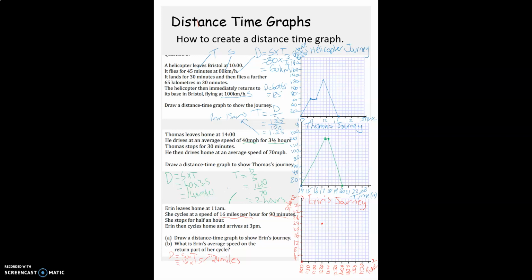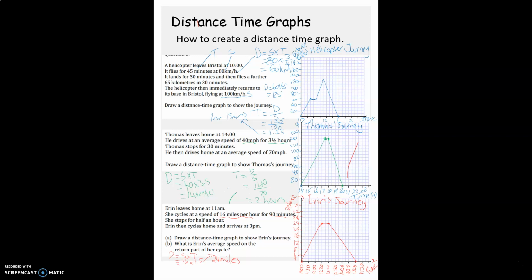She then stops for half an hour. So she's going to have a horizontal line for half an hour. So from 12:30 to 1 o'clock, she's stationary, so she's still going to be 24 miles from home. And then she cycles home and arrives at 3 p.m. So we know that she gets back at 3 p.m, so we can put a dot there. We can then join these dots to show our distance time graph, and that's created the distance time graph.